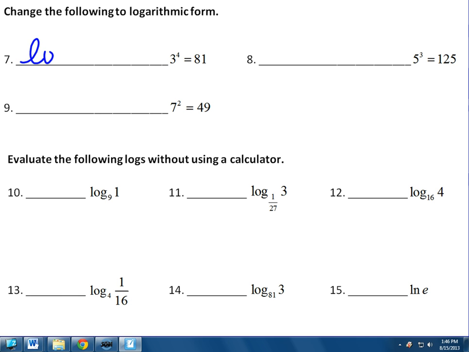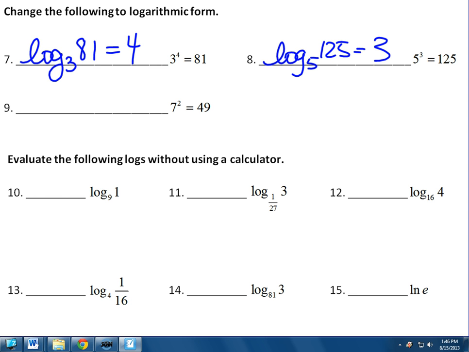And again, the idea is then just you add a log. And so now it's log base 3. 3 was always our base. 3 to the 4th is 81, so it always equals the exponent. Now it's log base 5 of 125 equals my exponent. Here, log base 7 of 49 equals 2.